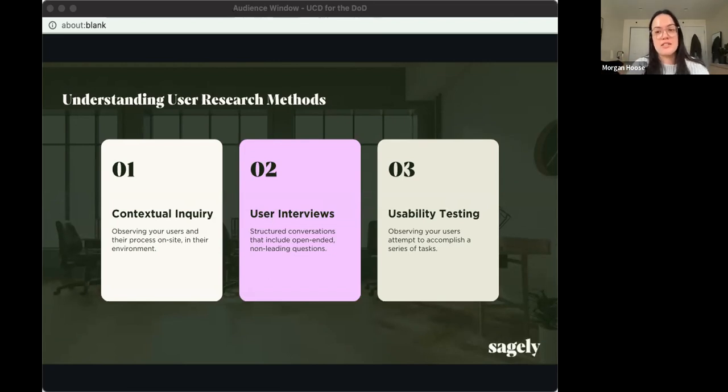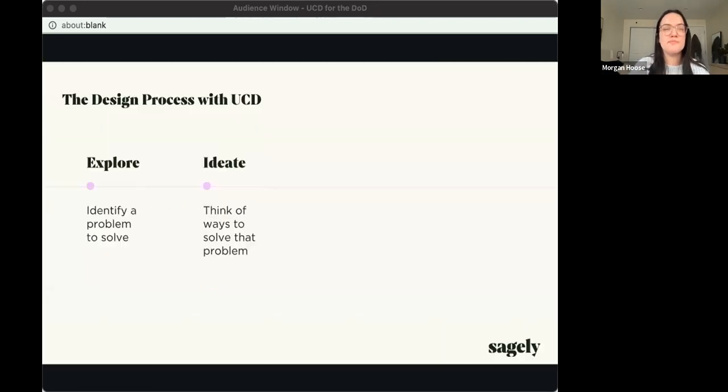Finally, usability testing involves observing your users try to accomplish their tasks in whatever your proposed solution is. So you've identified a problem and then you're proposing something and trying to evaluate the success of it. Like, is it actually usable? That's where usability testing comes in.